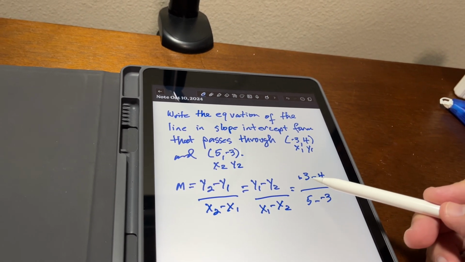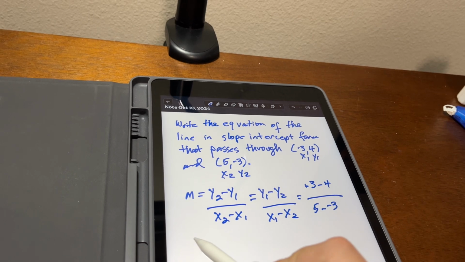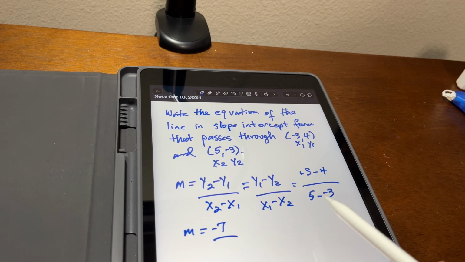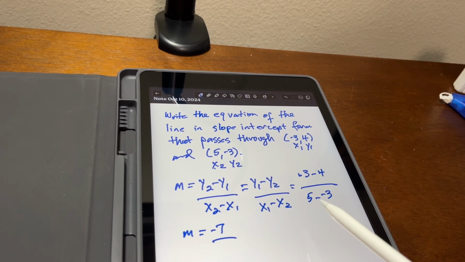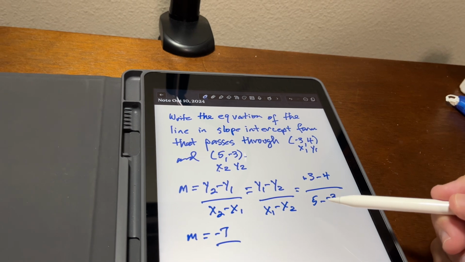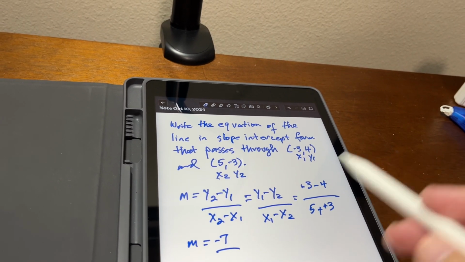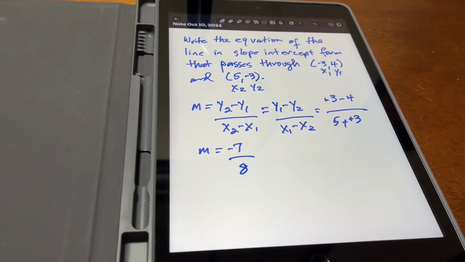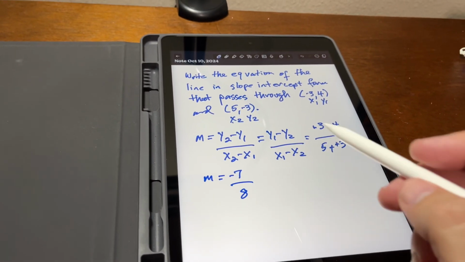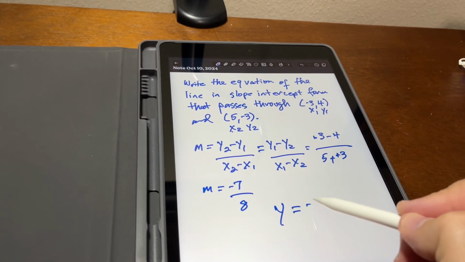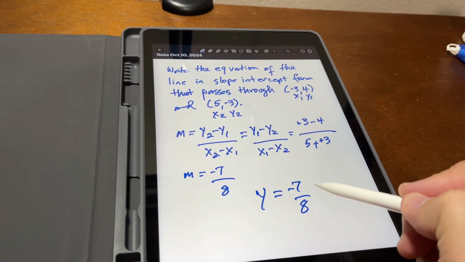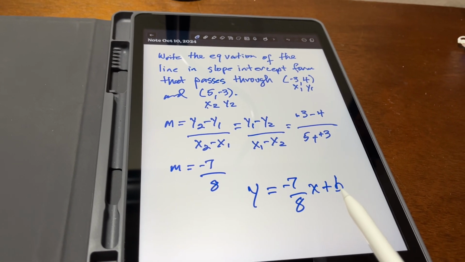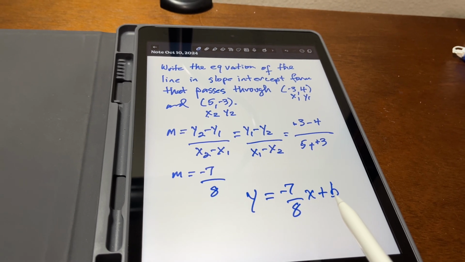So let's do the math. -3 minus 4 is -7. And 5 minus a -3, if you take away a negative, that's essentially a positive. So this is going to become +8. So the slope is -7 over 8. That is the slope for this equation. So I could go ahead and write this: y equals -7/8 x plus b. So I'm almost there. I have slope-intercept form. I just don't have the b value right now. So I need that value.